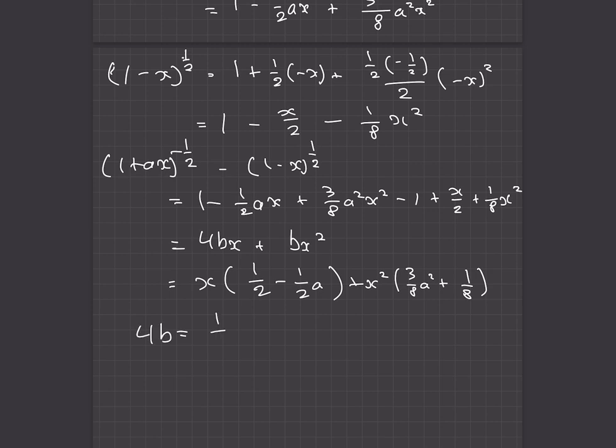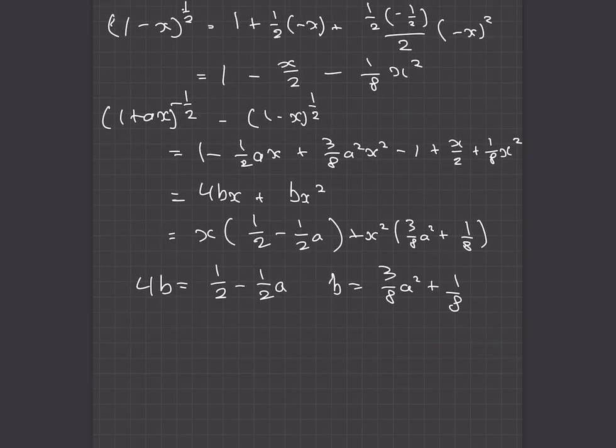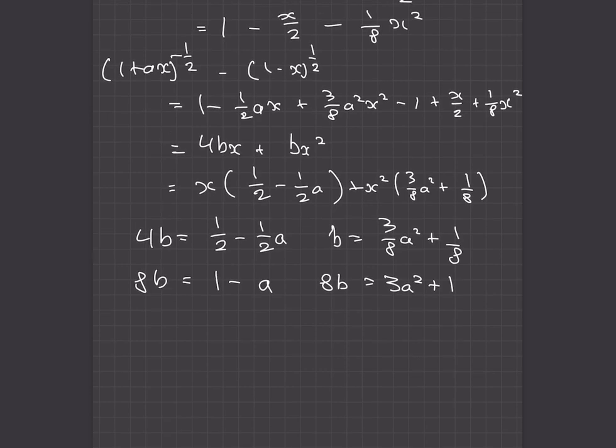4b equals 1 over 2 minus 1 over 2a, and b equals 3 over 8a squared plus 1 over 8. So if I multiply the left-hand side equation by 2, I get 8b equals 1 minus a. And on this side, if I multiply everything by 8, I get 8b equals 3a squared plus 1. So now we just have to solve this.